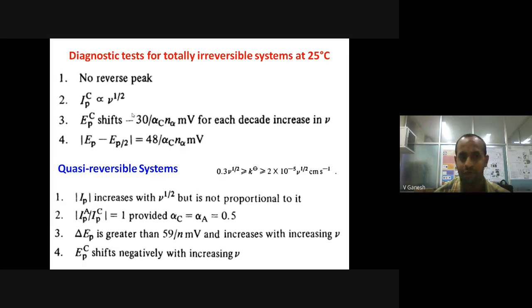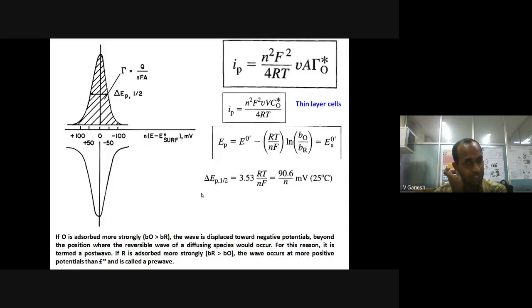Not just a reversible process, you can also assess an irreversible process, and these are the diagnostic tests for irreversible. A completely irreversible process would display a peak in only one direction. There is no reverse peak. Similarly, there are diagnostic tests for quasi-reversible processes. So these are some of the valuable information one would get from the cyclic voltammetry technique.